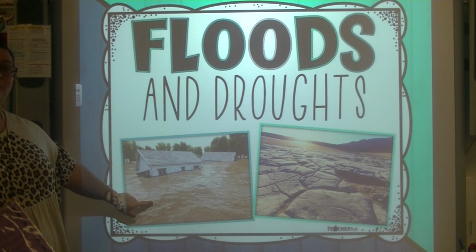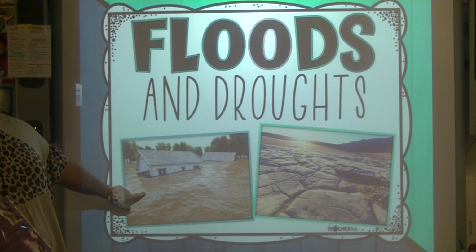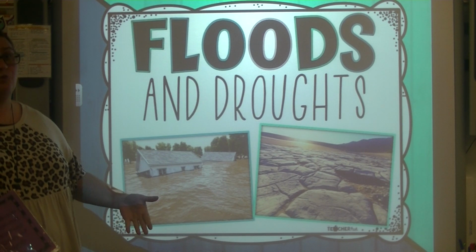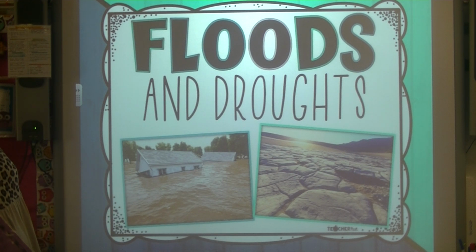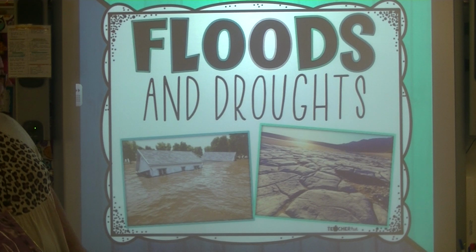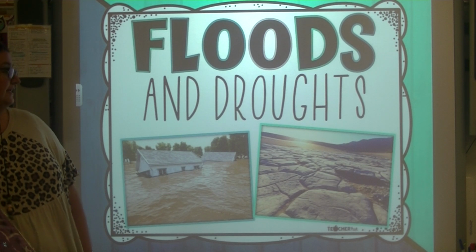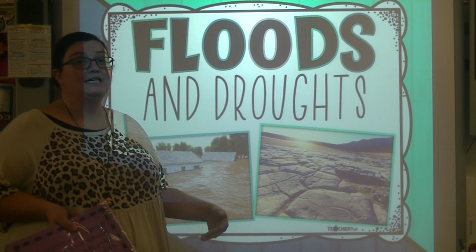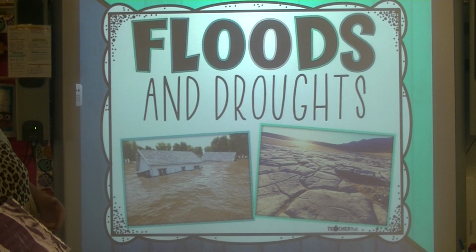So in this picture, this is a flood. It's when we have too much water, especially on a dry place, a place that's normally dry land. Remember, it can come from rivers and streams that have too much water from rain. And this is an example of a drought. That's a drought. It's when there is less rain than normal over a long period of time.